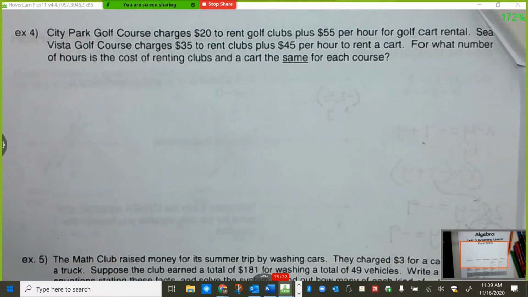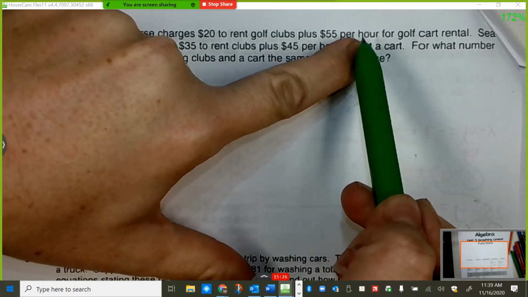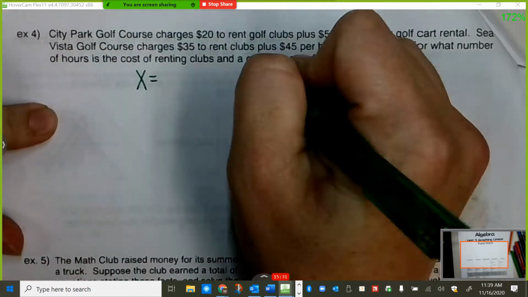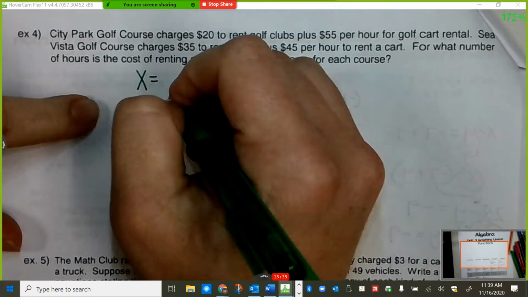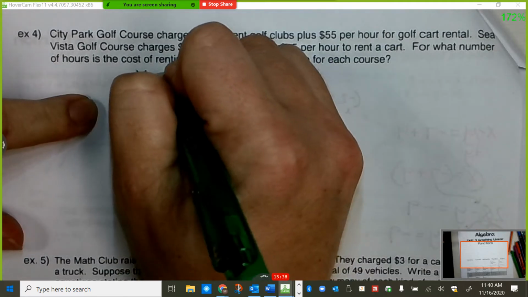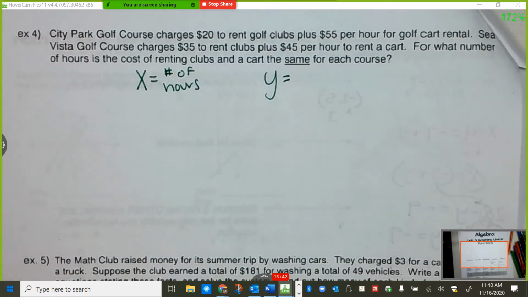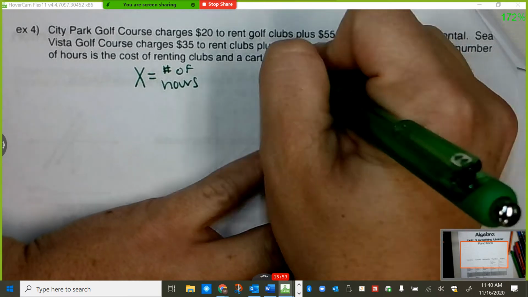But what is our slope here? Because we have the key words each, every, per. So what's my X going to be? It says per hour. So X is our number of hours. And what's Y going to be? Our total cost.